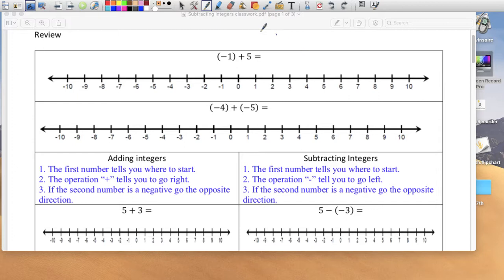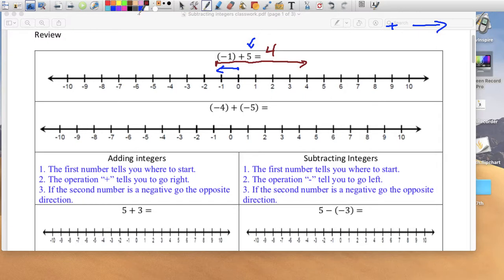So -1 plus 5. In class we talked about the number line. Whenever we're adding, it means to go in that direction, but it really depends on the integer. I'm adding 5, and 5 is a positive integer, so we can go to the right. Let's go to the right 5 units: 1, 2, 3, 4, 5. Let me stop right there. So the answer is positive 4.